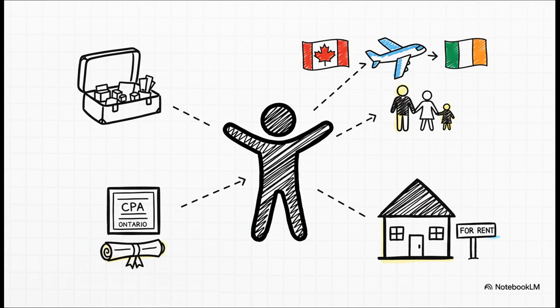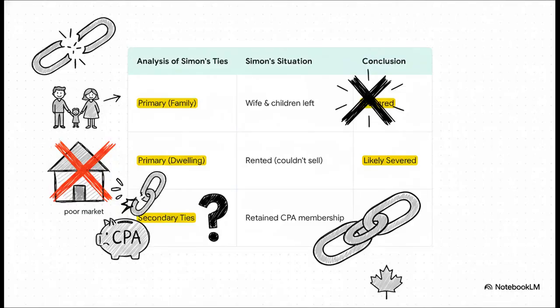So the big question is, is Simon still a Canadian resident for tax purposes? Let's break this down using our framework. First up, the primary family ties. Well, his wife and children are with him in Ireland, so those ties are clearly severed. Done. Now, what about the house? He still owns it, but the key fact is that he rented it out because of a bad market. That makes a very strong argument that this primary tie is also severed. So that just leaves the secondary ties. And in this case, only one remains, his CPA membership.